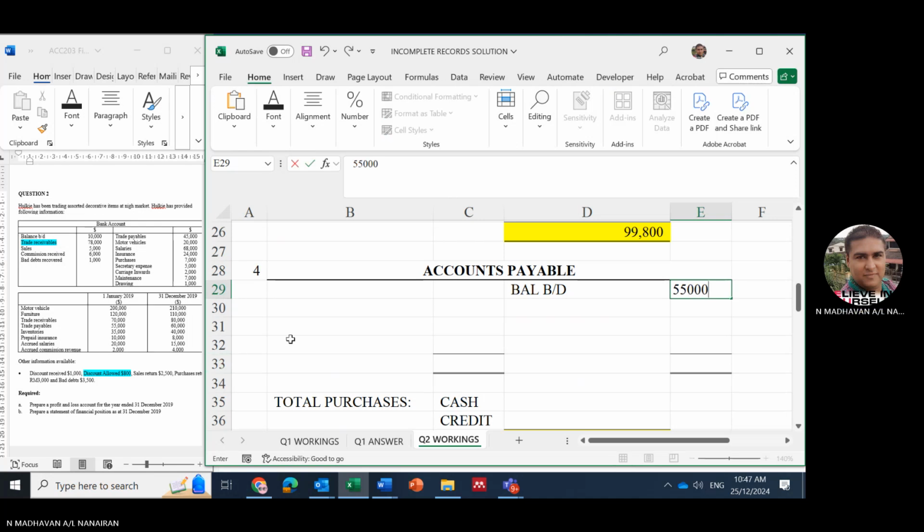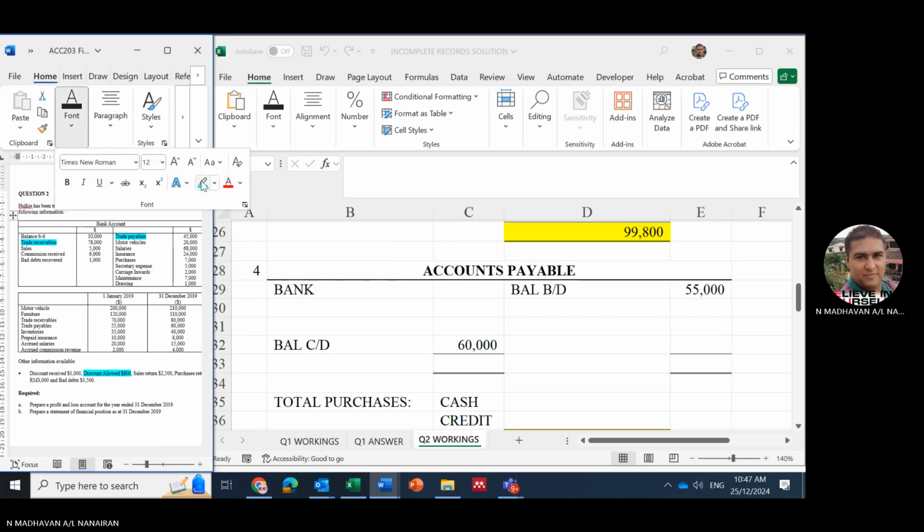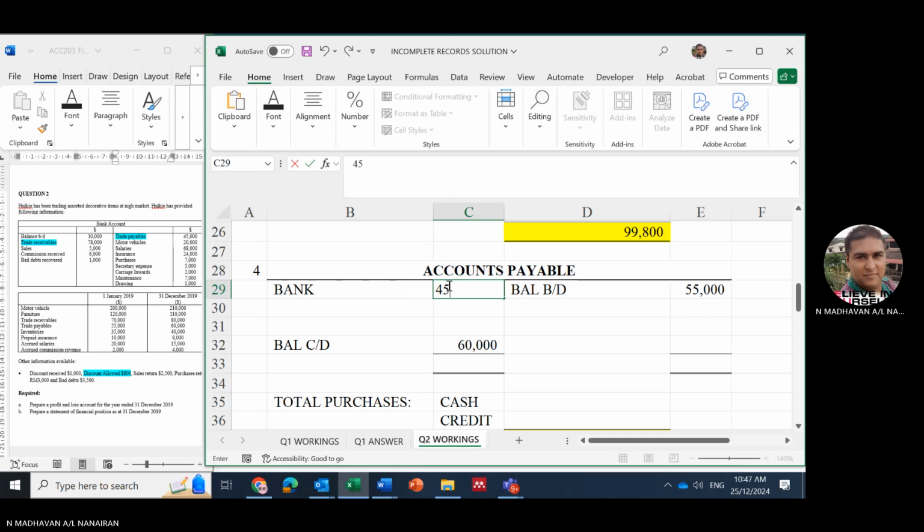55. Balance carried down 60,000. Bank 45, right? Correct?